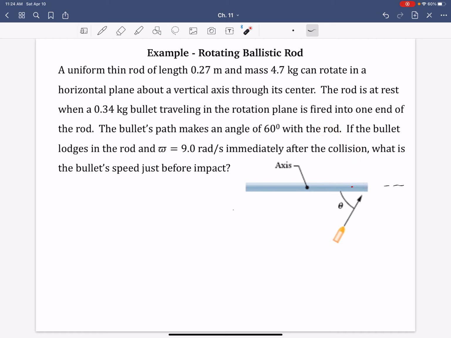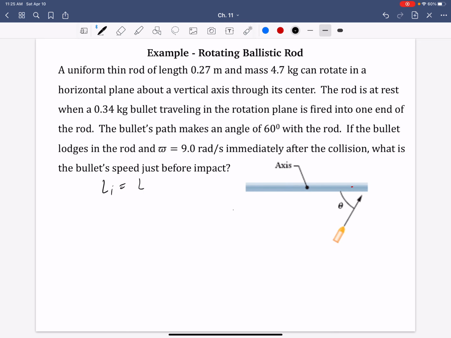So this is effectively a collision problem, and because there's rotation, it's an angular momentum problem. We don't, though, have to have rotation both initially and finally, both before and after the collision. In this case, we just have it afterwards. So this is a conservation of angular momentum problem.